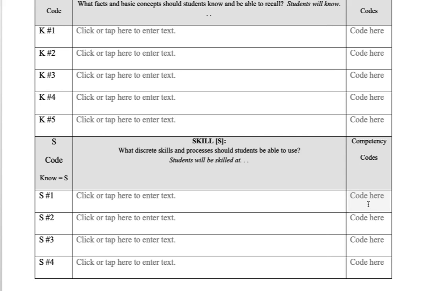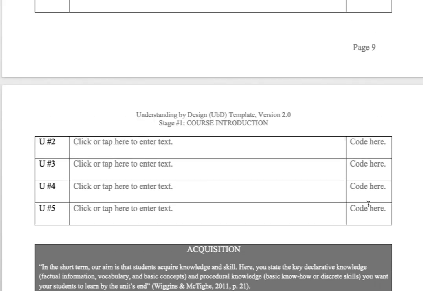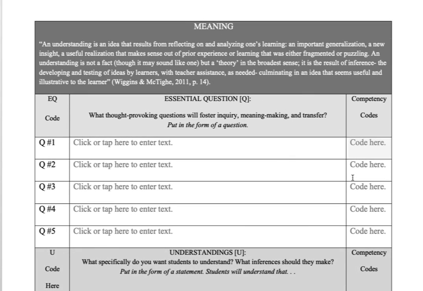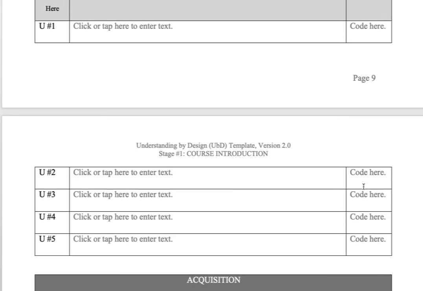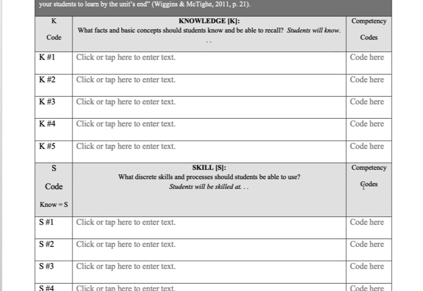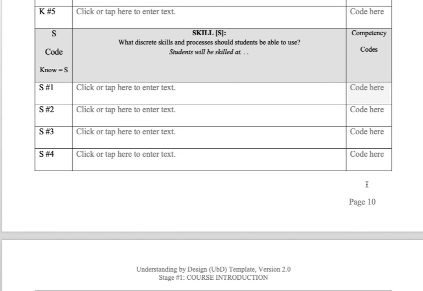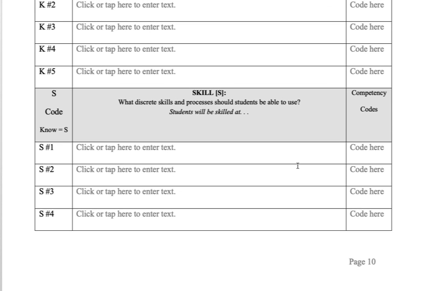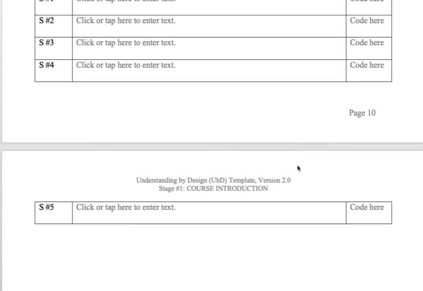Now, just so you know, you may end up with kind of a one-to-one correspondence. I mean, you may end up having 3 essential questions, 3 understandings, 3 knowledge, and 3 skills. But it may not work out quite that way, and that's fine. That's completely fine. But you want to keep them in sort of the same order so that it flows together. So once you complete that, now you have completed stage 1 of understanding by design, identifying desired results.